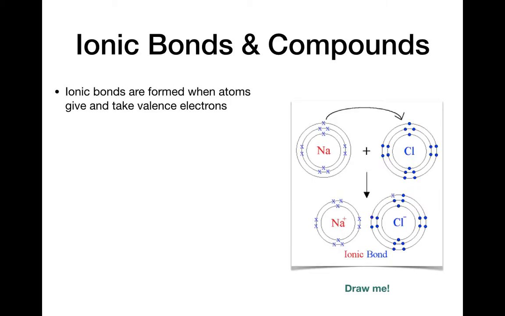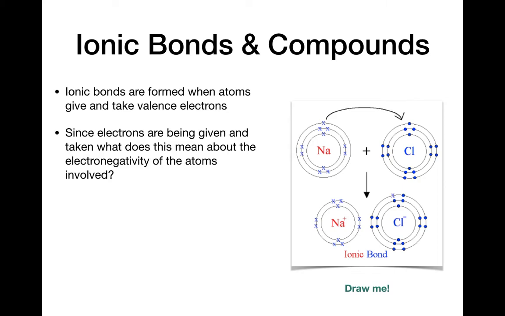Okay, next part, let's talk about ionic bonds. When atoms give and take valence electrons between them, that forms an ionic bond. So ionic bonds are made where ions are formed from the giving and taking of valence electrons. Since electrons are being given and taken, this tells us about the electronegativity of the elements involved.